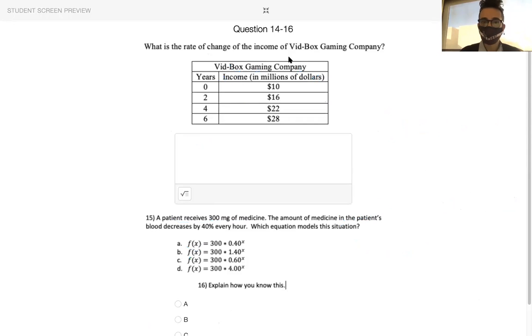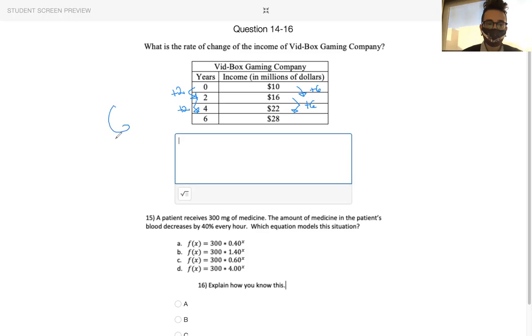This keeps going, same kind of thing here, rate of change. This keeps adding 6 after every 2 years. So you would actually want to get the normal rate of change. So this is plus 6. This is also plus 6. But remember, you have a change in 2. So 6 over 2 gets you 3. So the rate of change in this case is positive 3.